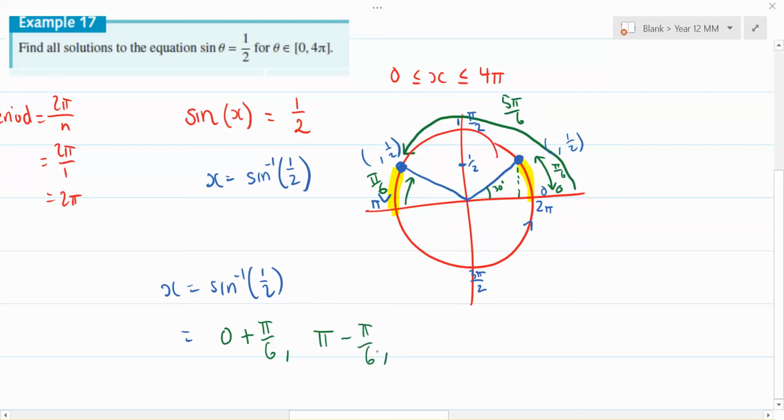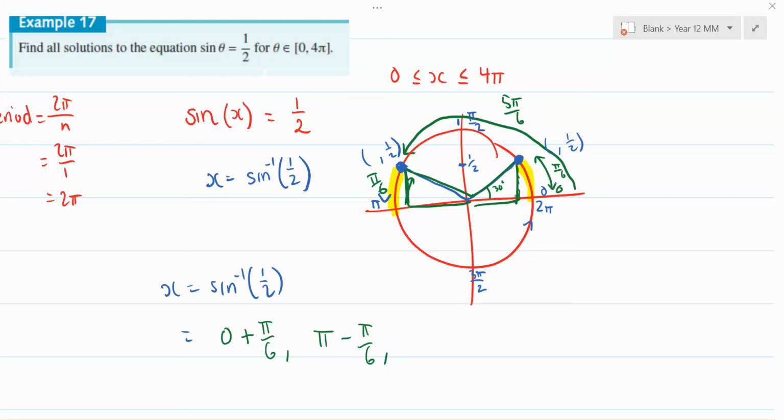Okay, so that will give me the same height because these two triangles are exactly the same. So this is my first two solutions. When I started at 0, if I move up by pi on 6, that will give me a height of half, and I know that's my first solution. So that's one possible answer. If I typed in the calculator sine of pi on 6, I should get half.